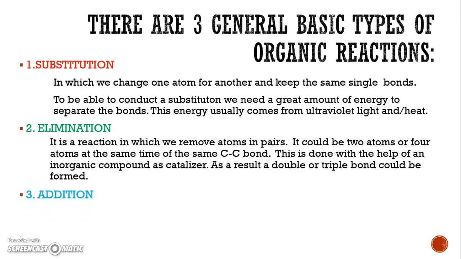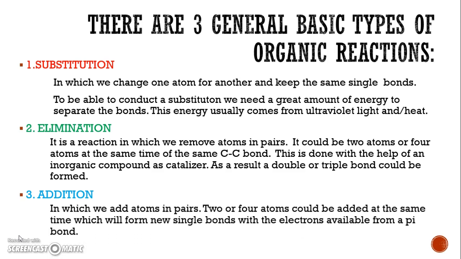The third type of reaction is called addition. In addition, we add atoms in pairs. 2 or 4 atoms could be added at the same time, which will form new single bonds with the electrons available from a pi bond. Remember, the pi bond is the weakest bond of a double or triple bond.